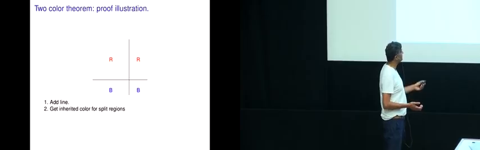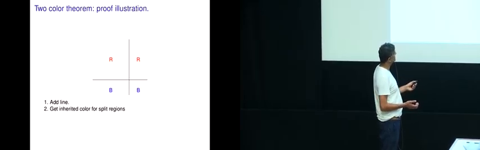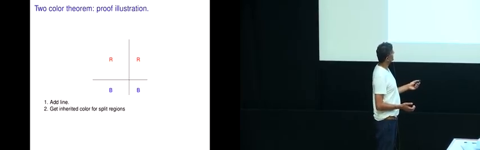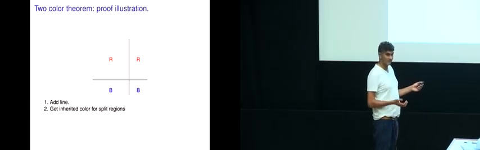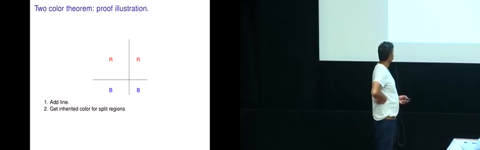Now, there is a problem, obviously. You see this new line has cut this region into two, and they're the same color on both sides. That's just how you did it: you colored them both the same, you just let them inherit the color. So what should we do?